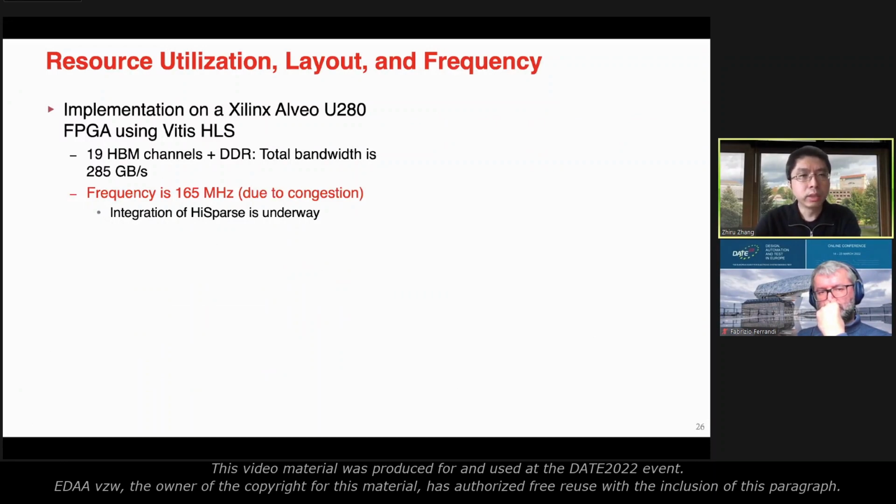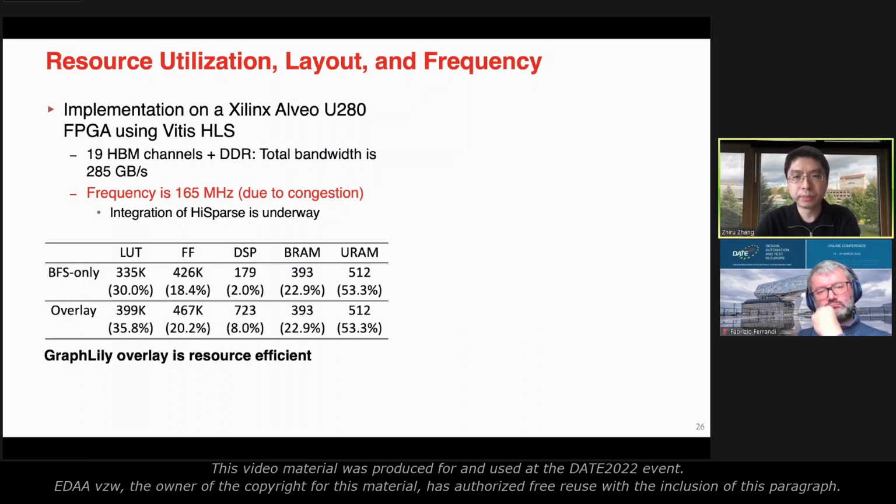Just want to quickly show you some results. This is also running on Alveo U280. In this case, we are using 19 channels. But like I mentioned, this is earlier work, so back then we were only able to achieve 165 megahertz due to many physical layout problems. We are integrating with HiSparse. GraphLily is actually using a less efficient and less optimized SpMV accelerator.